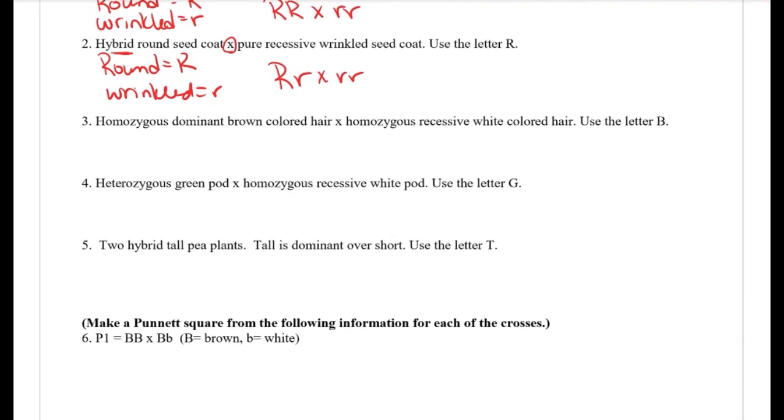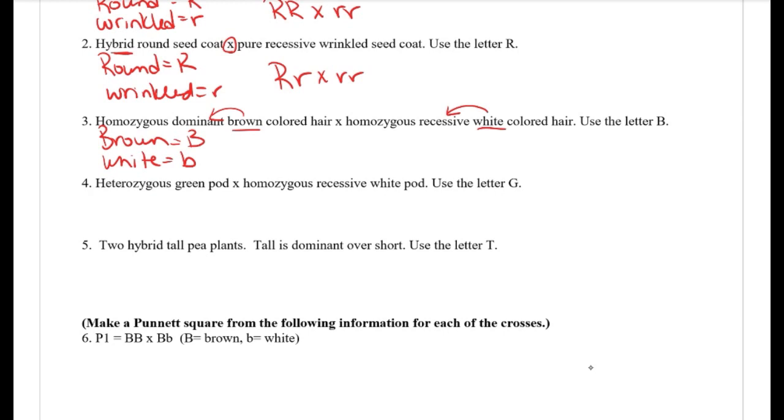Next, I have hair color. I've got brown and I've got white, and it tells me to use the letter B. So brown is dominant, capital B. White is recessive, a lowercase b, not a W.